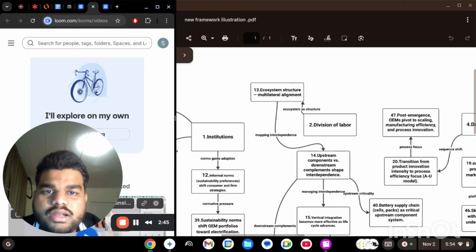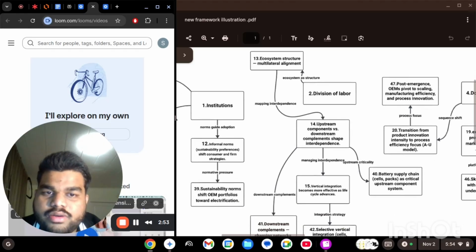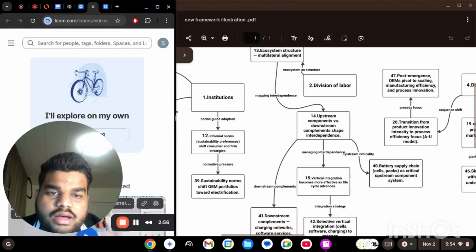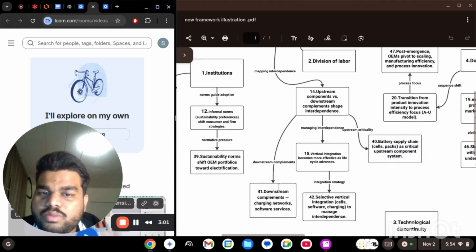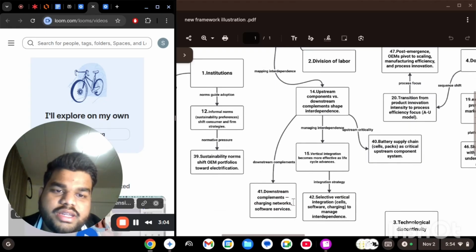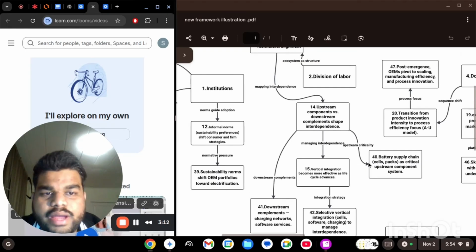And the second one is division of labor. This treats ecosystem as a structure, ecosystem as a multilateral alignment. This maps interdependence as upstream components and downstream components, and complements shape interdependence. By this, vertical integration would be more effective as a cycle advantage. Downstream complements are charging networks and software services. The integration strategy is selective vertical integration, of software and charging, and managing interdependence. And the upstream critically has the battery supply chain and critical upstream component systems.